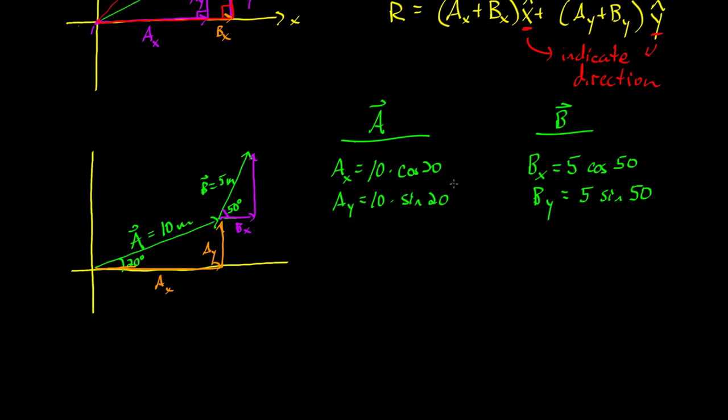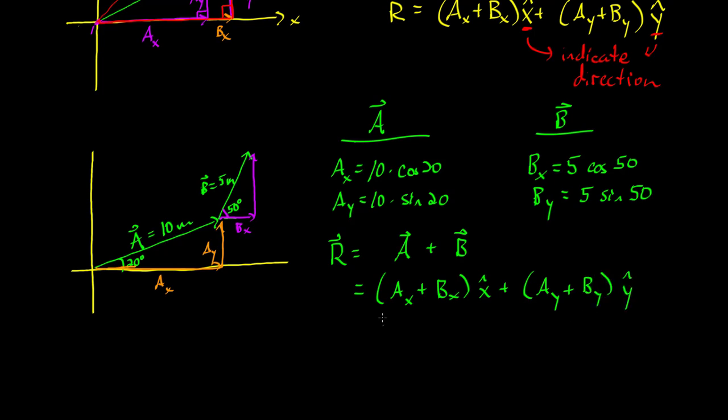So what's our resultant? You could get numbers here, I'm not going to bother with that. But our resultant vector, the total, would be A plus B. But we have to deal with components. So it's going to be AX plus BX in the X direction, plus AY plus BY in the Y direction, so Y hat. And now we just substitute. So we get 10 cosine 20 plus 5 cosine 50, and that would be in the x direction.